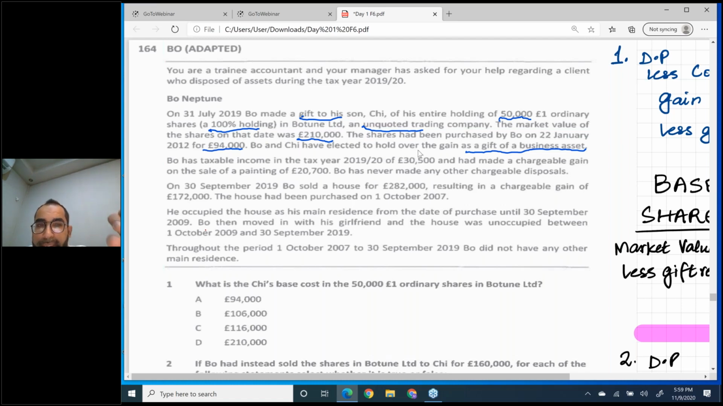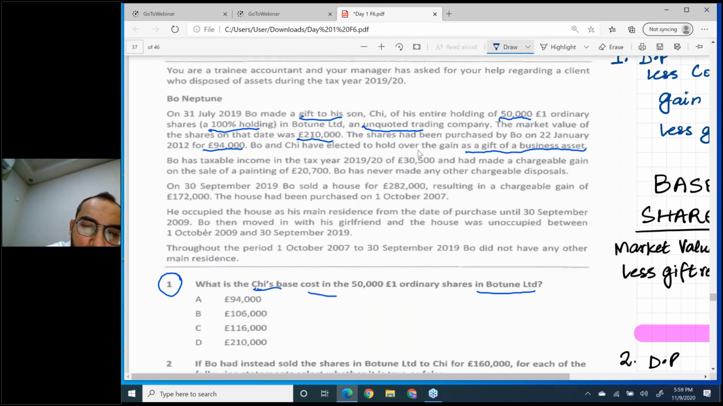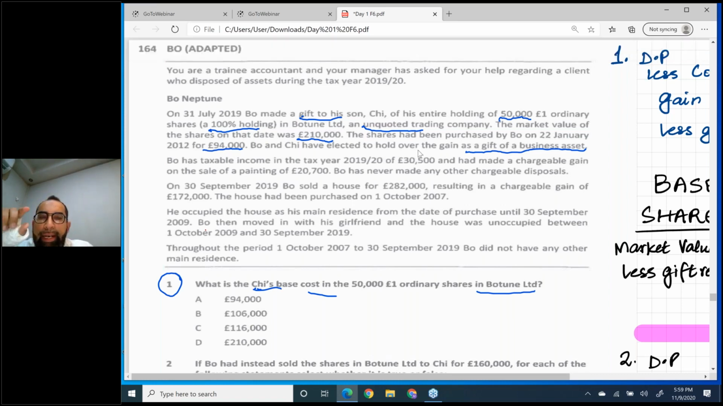So yes, we have to calculate the gift relief. Now, just read these 4 lines. This is enough. Requirement number one can easily be done using this information. What is the base cost in the 50,000 ordinary shares in Botune Limited? Now, listen. Dad has given shares to his son, and for the computation of gain, market value is used as the DP.